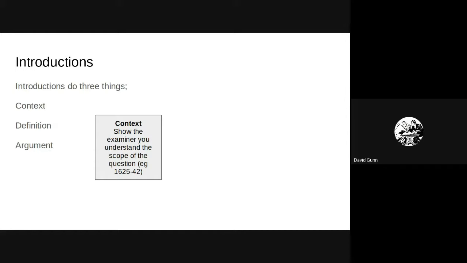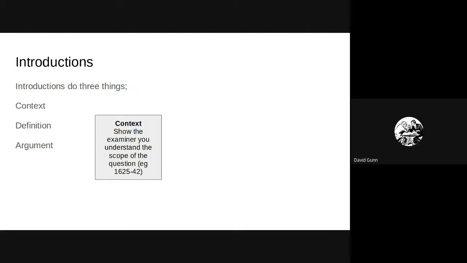Okay, so it's very brief, 1 or 2 sentences where you're setting out what happened at the start, what's going on in the middle, what happens at the end. So for example, if the question is 1625 to 1642, you're saying Charles I came to the throne in 1625. There was a great deal of political instability, which culminated in the outbreak of the Civil War in 1642. That's it. So just really quick, you're not telling the whole story. It's just showing the examiner that you understand the scope of the question.